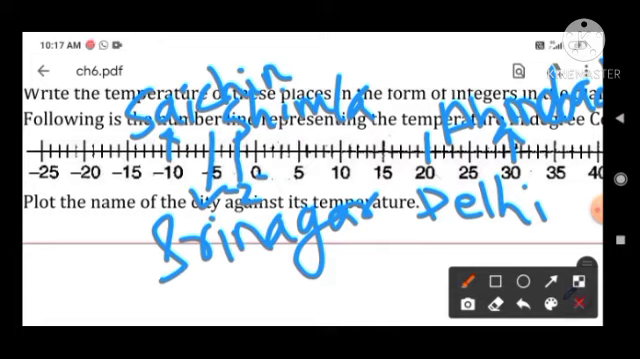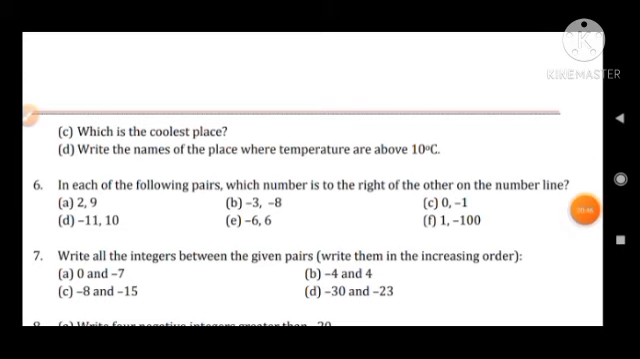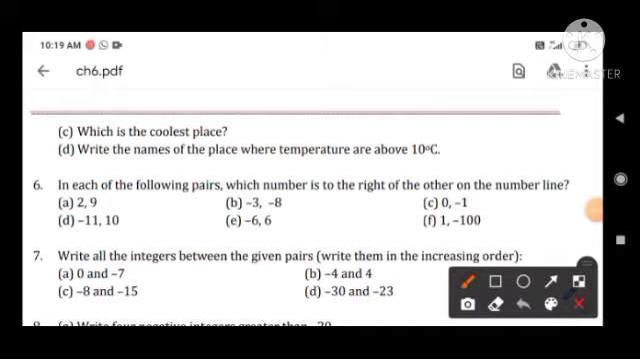Question number 5. Okay, 2 questions are remaining, isn't it? For 5, C and D are remaining. Now, which is the coldest city? Now we have to see from the number line. The smallest integer will be the coldest city, isn't it? So Cochin is how much? -10, and Simla we got -2, and Srinagar we got -5, and Delhi is 20, and Ahmedabad is 30. So which will be the coldest one? So the answer will be Cochin.